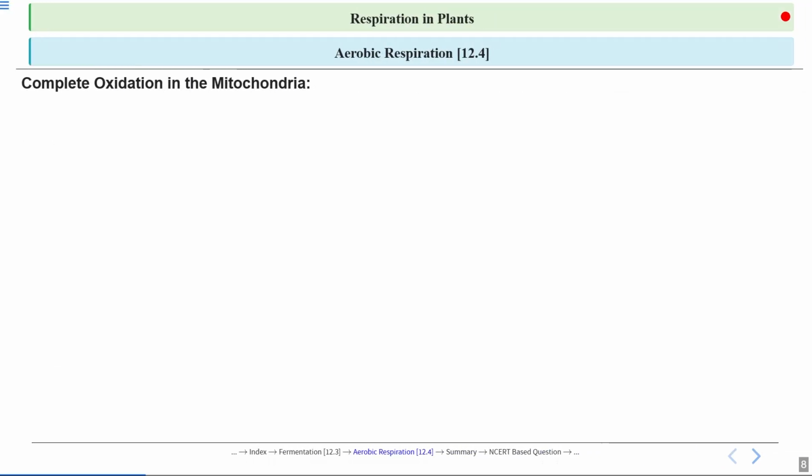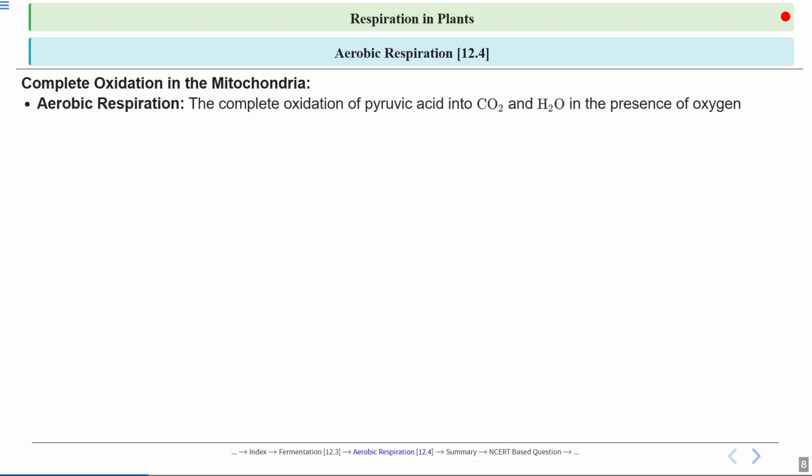Now let's move on to aerobic respiration, that is complete oxidation of glucose in the mitochondria. So aerobic respiration is the process where pyruvic acid is completely broken down into carbon dioxide and water. But this happens, remember, only when oxygen is present. So this entire process takes place inside the mitochondria.